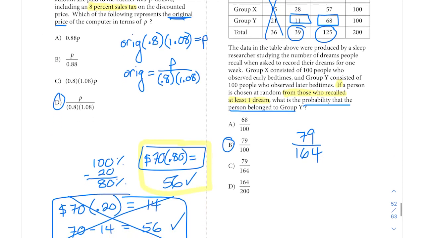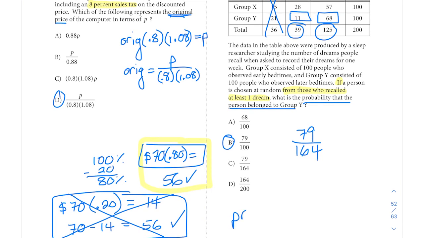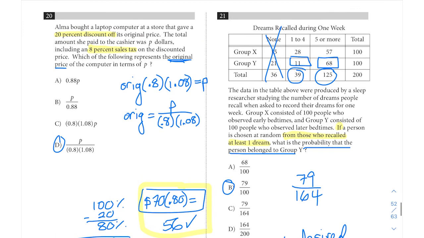So remember, for probability, your probability is always going to be equal to the number of desired results over the total number of results for the whole group that they're referring to. So in this case, our desired results are the group Y individuals out of our total of everybody who had recalled at least one dream. And that gives us B for number 21.